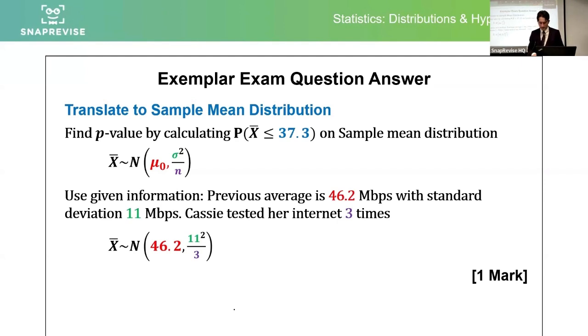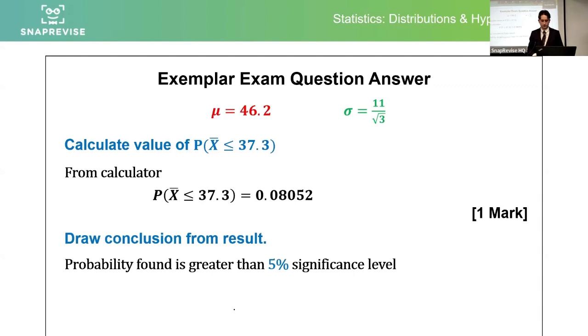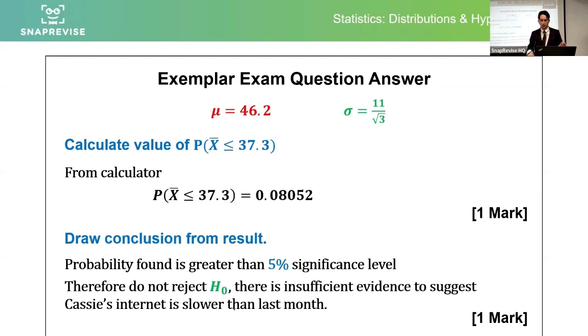If you do that, and you look at the chance of less than or equal to 37.3, that comes out about 8% of the time. So that is not significant. That is not below 5%. It's not extreme enough. So when we put in sigma as 11 over root 3, mu as 46.2, our test statistic is 37.3, and we look at the probability of that happening, it will happen about 8% of the time. So it's not rare enough for us to throw out our initial view.